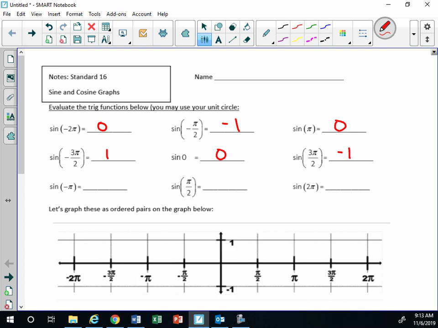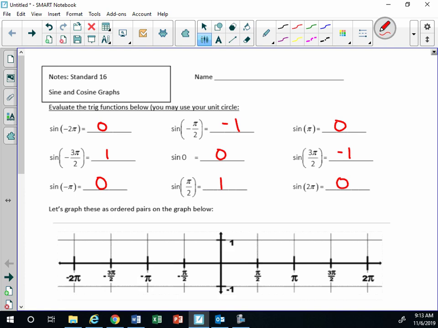What about the sine of negative pi? 0, good. Sine of pi over 2? 1. And the sine of 2 pi? 0, okay. We feel pretty okay evaluating those. I know you don't like the negative angles, but we're doing okay. Hanging in there. All right, so now we're going to actually plot these on a graph.